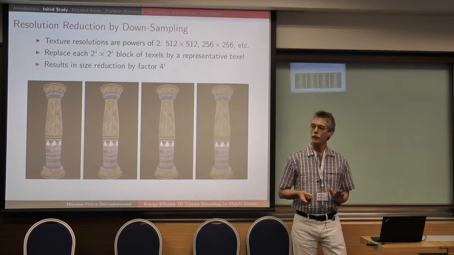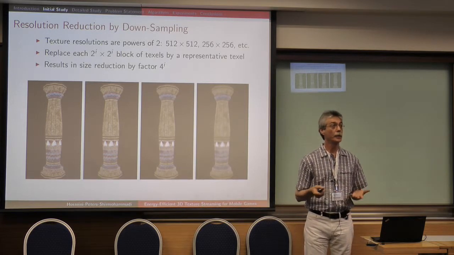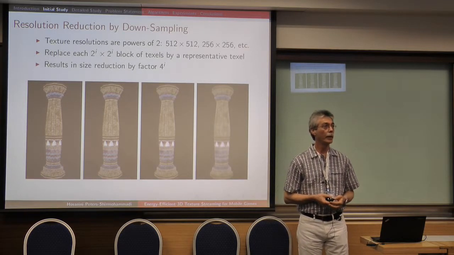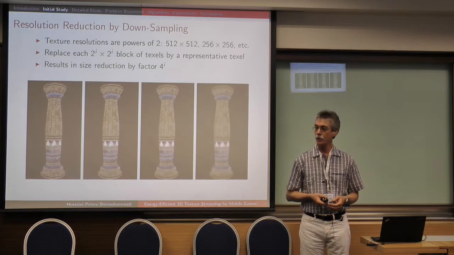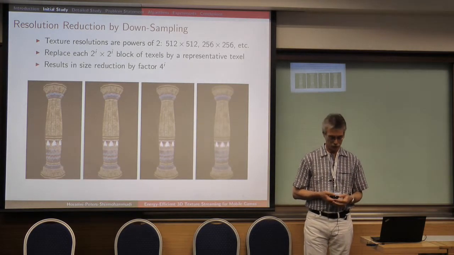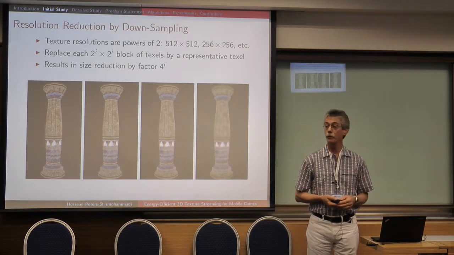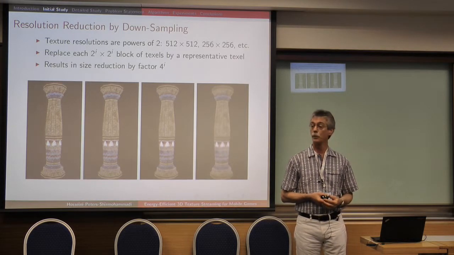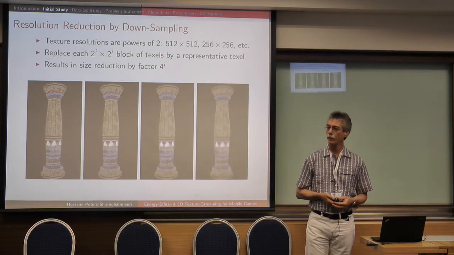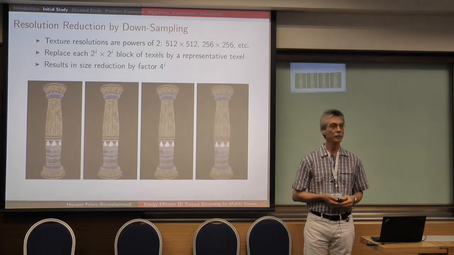And the way we did compression was very simple also. It's just downsampling. And so the textures were powers of 2, and we just downsample by replacing 2 to the I by 2 to the I blocks. So this is showing a texture overlaid on a pillar that was invisible in the previous scene. And the one on the left is 512 by 512, which is our highest resolution. And then each one going to the right is a factor of 4 grainier. So it's visible.